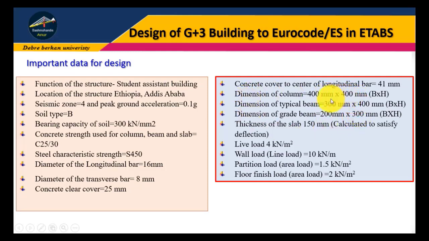Therefore, dimension of the column is 400 by 400. እነዚህ preliminary dimension ናቸው. According to our design, we can ይሄ መቀነስ እንችላለን. We can increase or decrease the size.